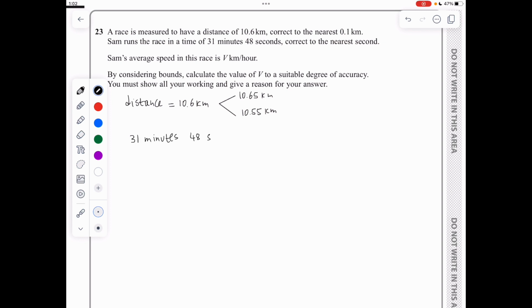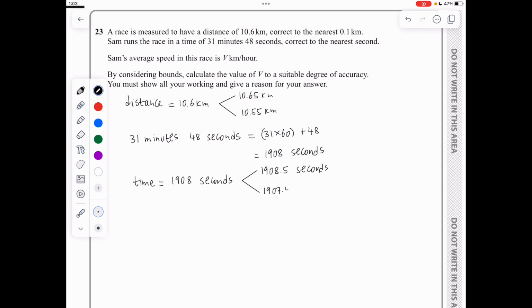I will convert this into seconds, and I will do this by multiplying 31 by 60 and then adding the 48, which gives an answer of 1908 seconds. And this means that the time, which is 1908 seconds correct to the nearest second, could be anything between 1908.5 seconds and 1907.5 seconds. So we've got the upper and the lower bounds for both the distance and the time.